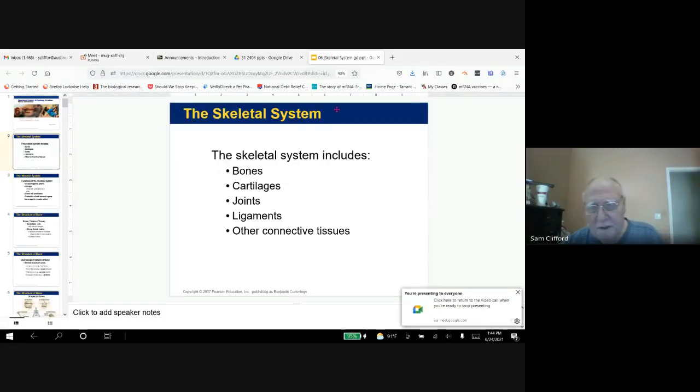So what's the skeletal system? Bones, cartilages, joints, ligaments, tendons. Tendons hold the muscles to bone. So all of these tissues are accumulation of particular cells of the skeletal system.